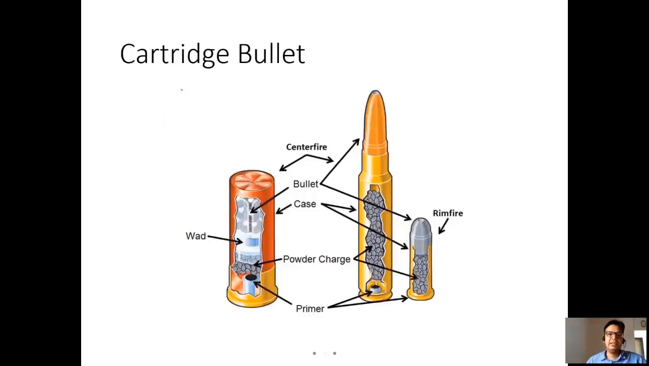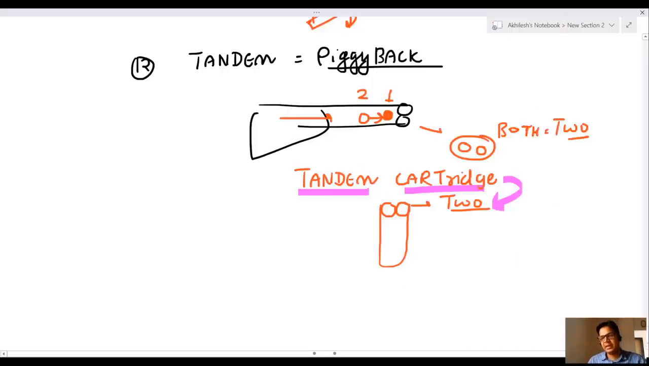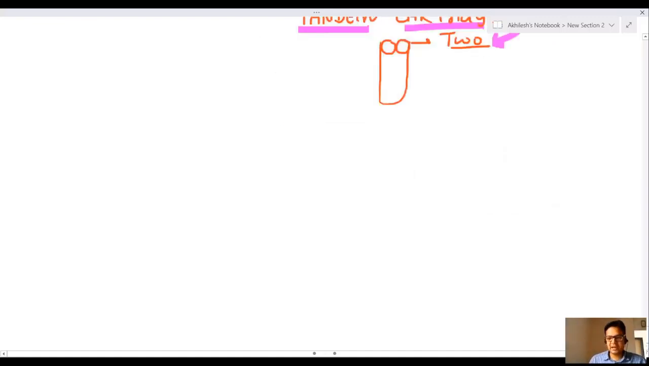This is a cartridge of shotgun. And this is a cartridge of rifled firearm. Here you can see the bullet. Here we have pellets. This is lead, I told you. This is gunpowder, GP. Whatever I told you is present here. Anyways, this is very simple. These are given in diagram only. These are cartridges.